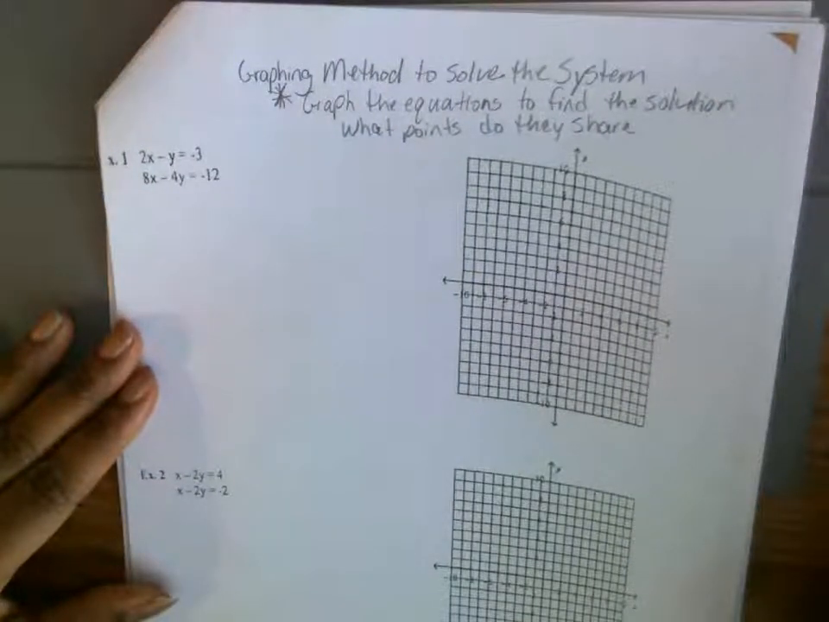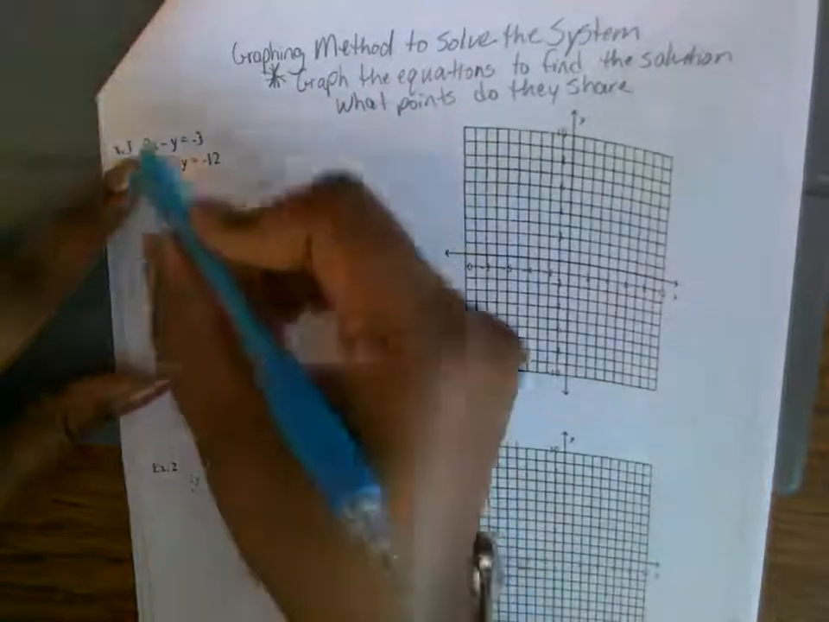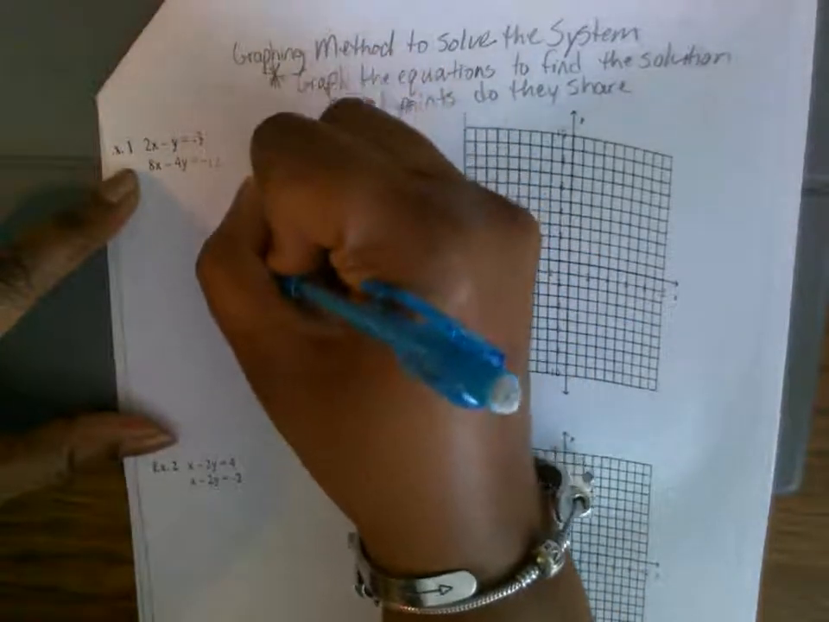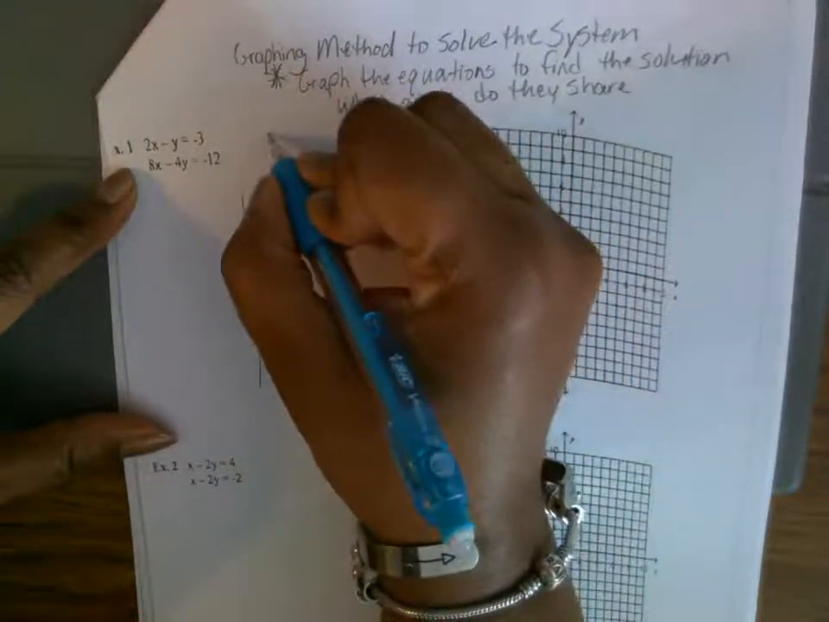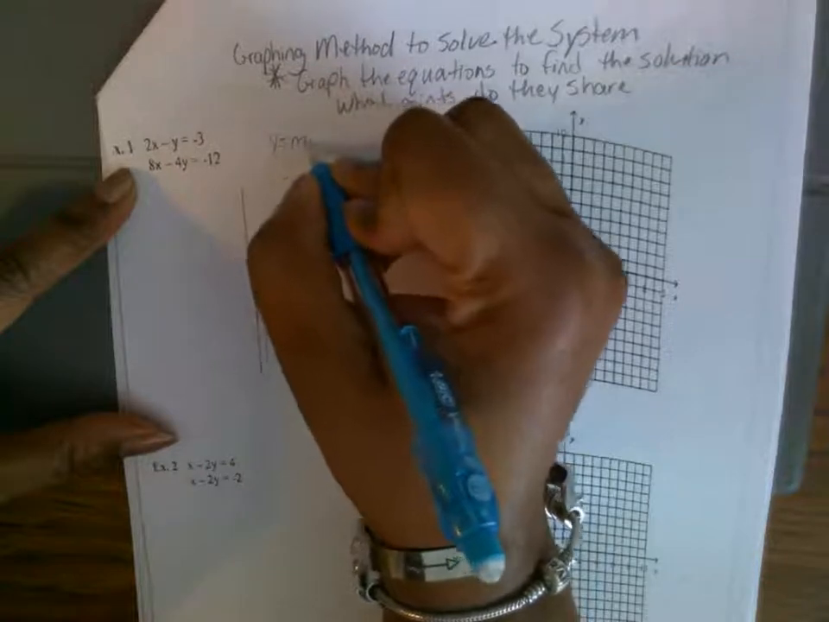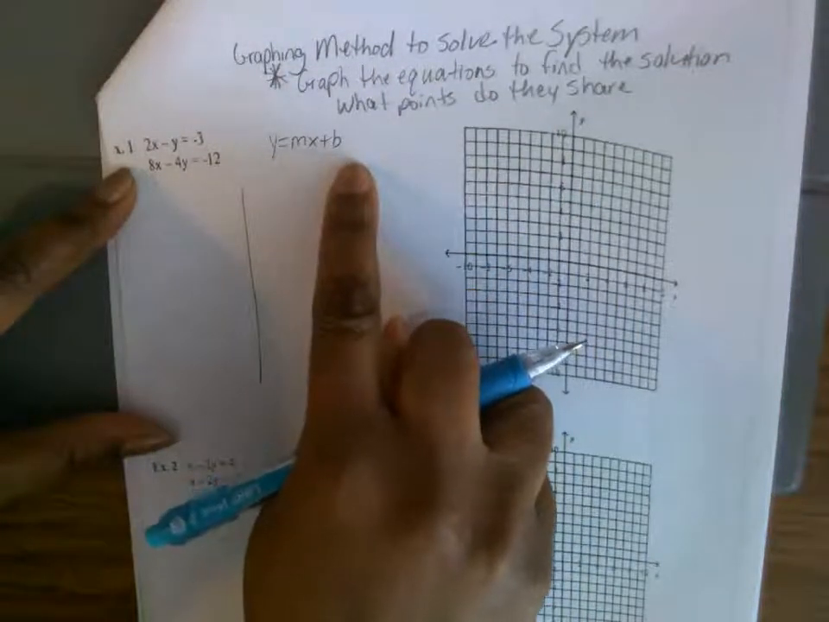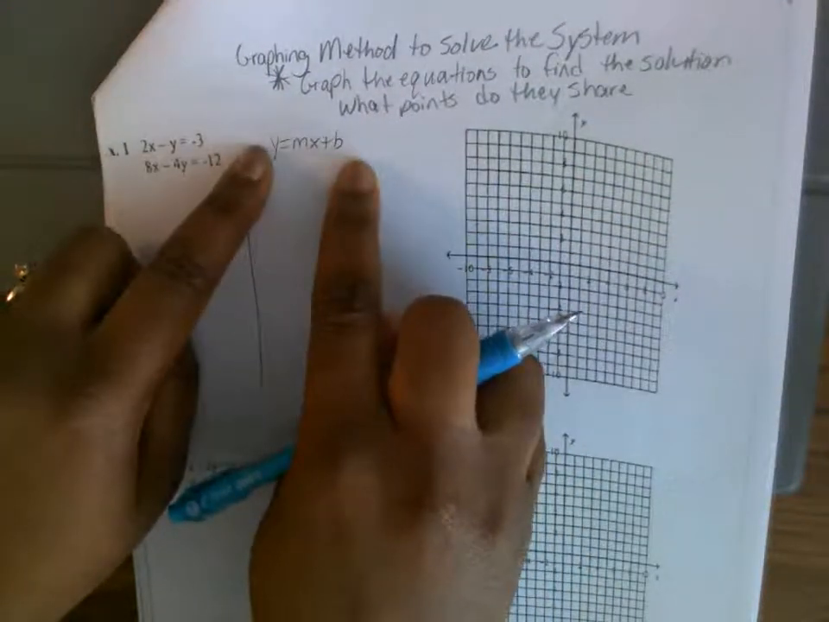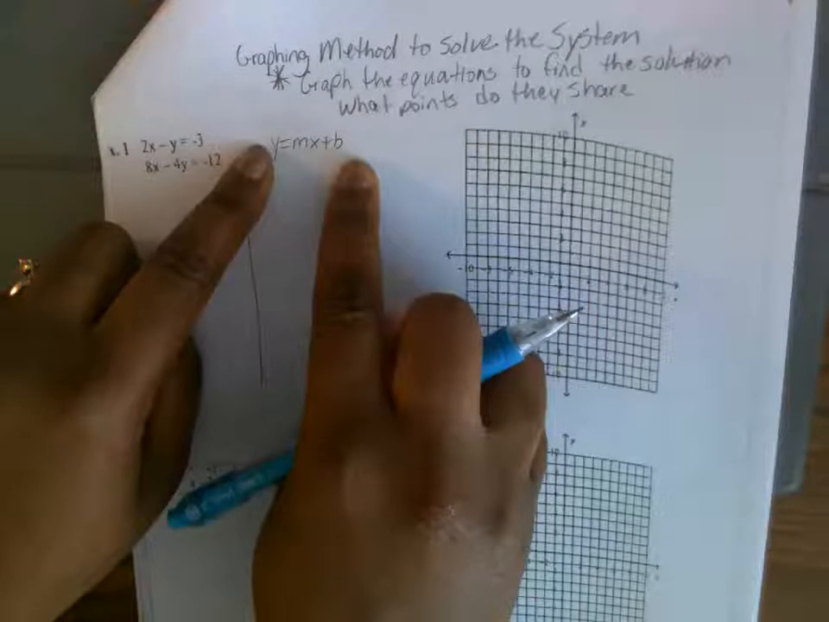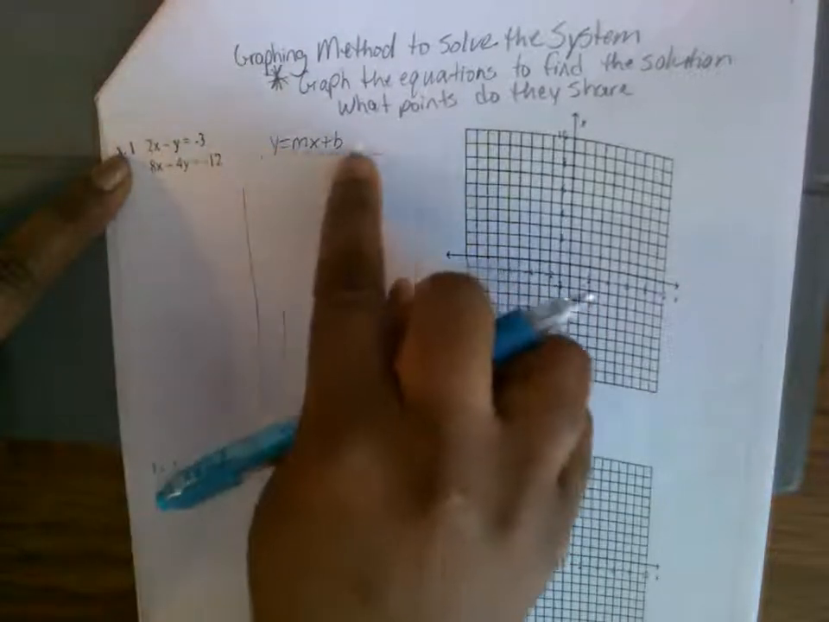Let me pause real quickly. Okay. So when you're graphing these two equations, they must be written in what you call slope-intercept form. Remember that slope-intercept form is y equals mx plus b. When equations look like this, you can graph them. If they don't look like this in slope-intercept form, you can't graph them. So now let's write both of these equations in this form.